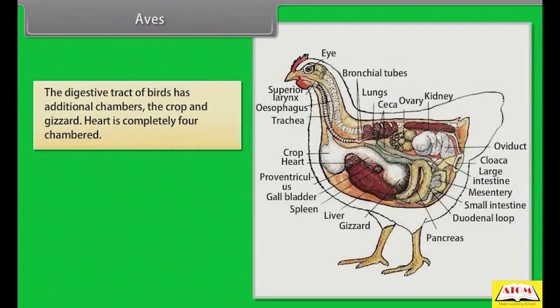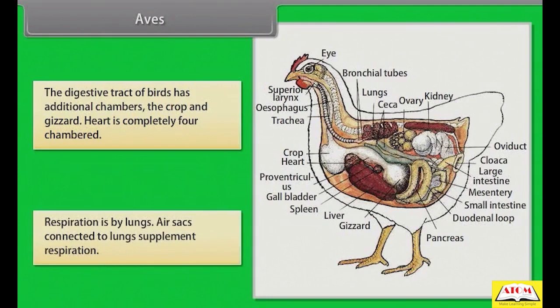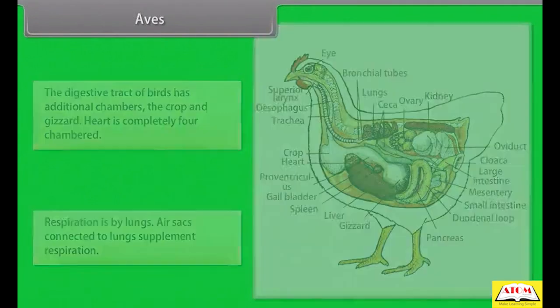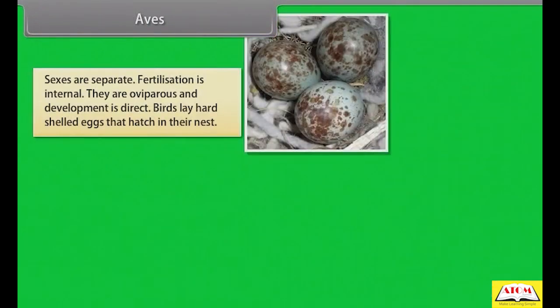The digestive tract of birds has additional chambers, the crop and gizzard. The heart is completely four-chambered. Respiration is by lungs. Air sacs connected to the lungs supplement respiration. Sexes are separate. Fertilization is internal. They are oviparous and development is direct. Birds lay hard-shelled eggs that hatch in their nest.